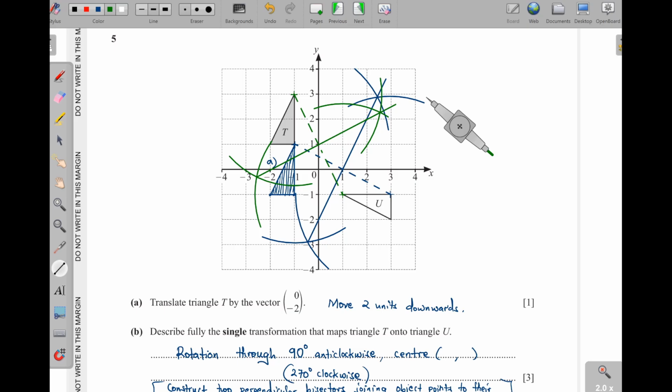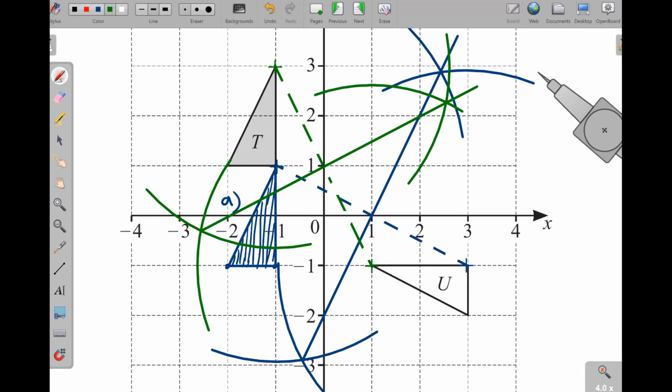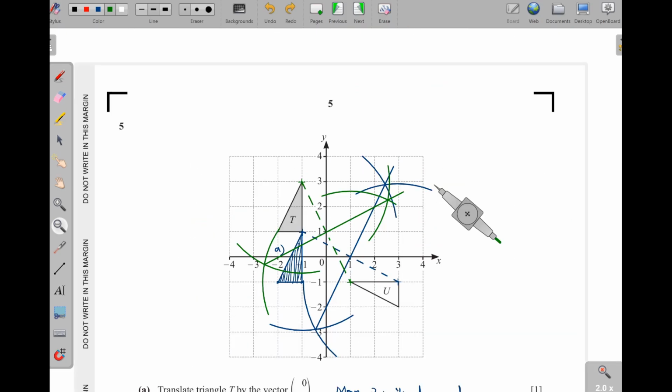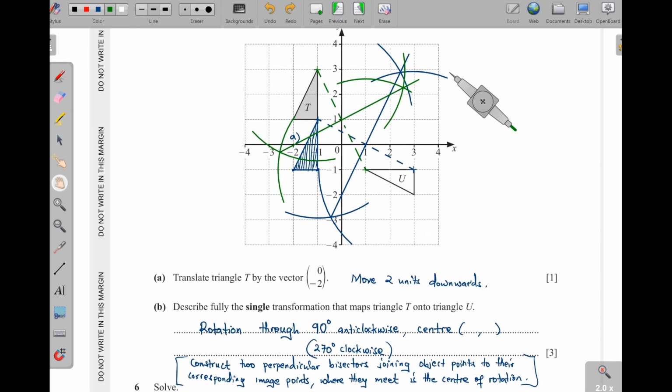Now where the two lines meet, you see that green one? And then the blue one. You see where they are meeting? Here, 2, 2. That is the center of rotation. So I will write that my center here is 2, 2. As simple as that. So there is a mark here. There is a mark here. And there is also a mark here.